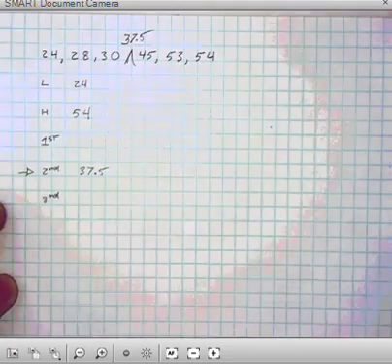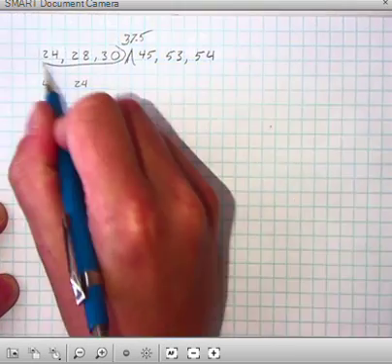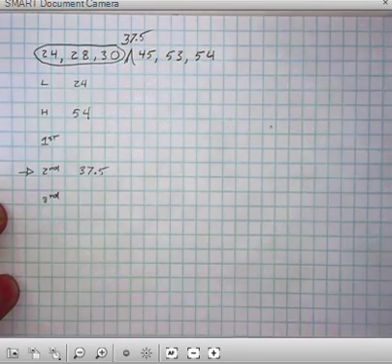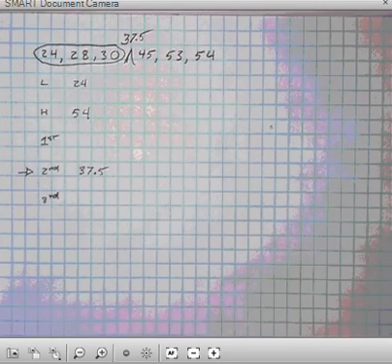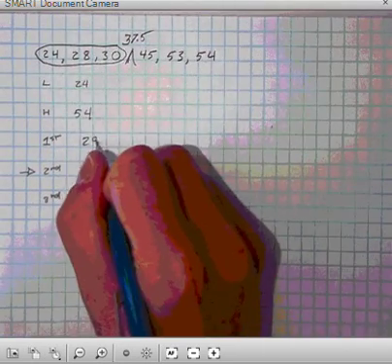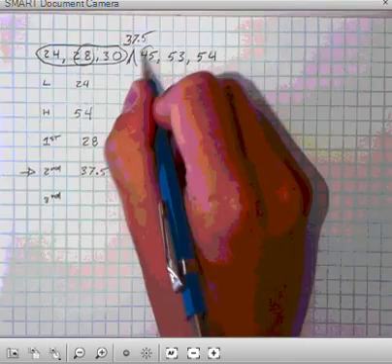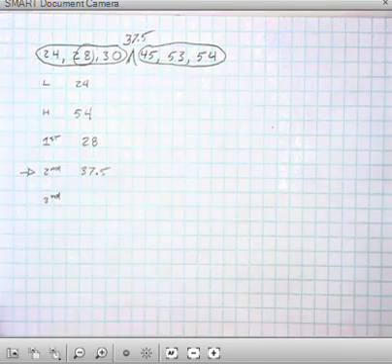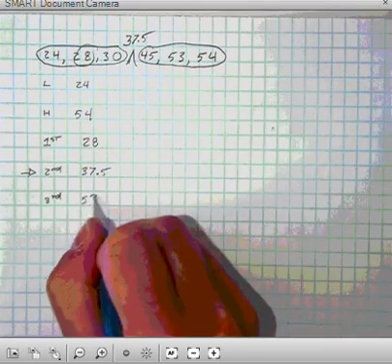Now we find our first quartile. What is the first quartile there, Bailey? 28. And then we find our third quartile. Justin? 53. Very good.